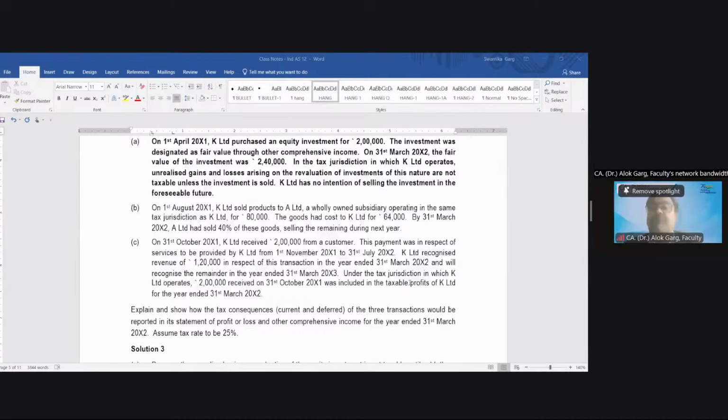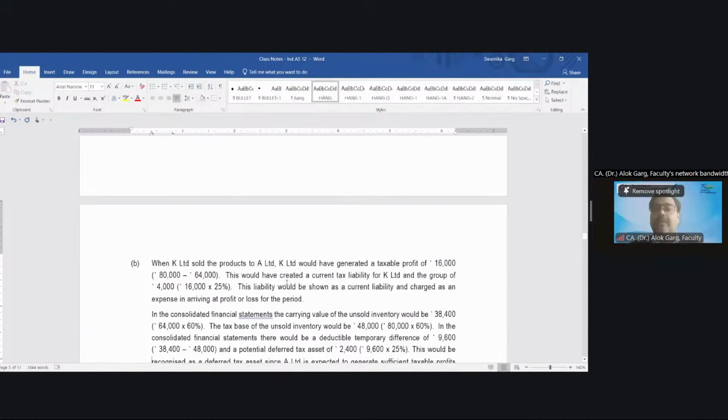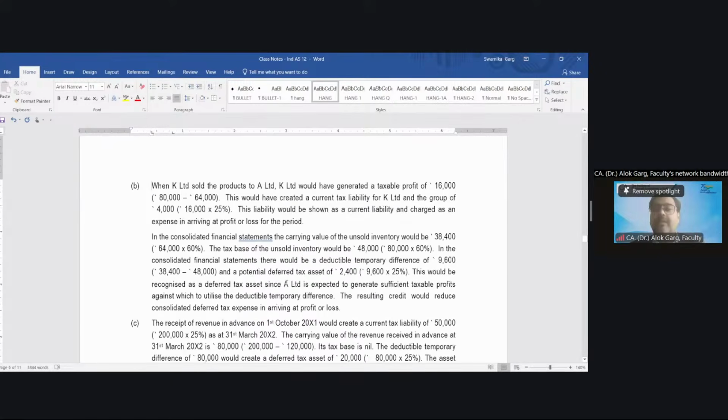When K Limited sold a product to A Limited, the company K Limited would have generated a taxable profit of 16,000. 80 minus 64. This would have created a current tax liability for K Limited and the group of 4,000 rupees. 16,000 multiplied by 25%. This liability would be shown as current liability and charged as an expense in arriving at profit and loss for the period. In the consolidated financial statement, the carrying amount of the unsold inventory would be 38,400. 64,000 multiplied by 60%.